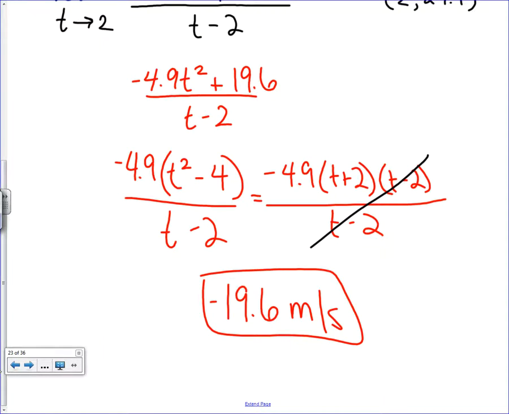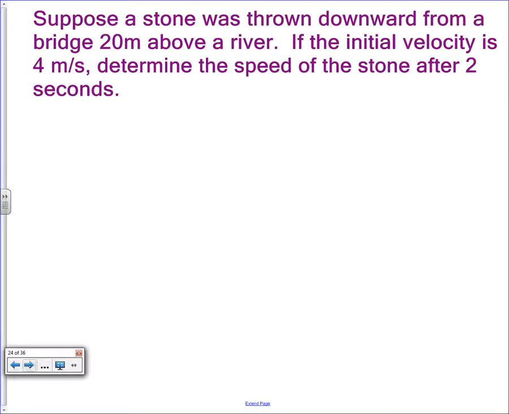Do another one? Okay. Suppose a stone was thrown downward from a bridge 20 meters above a river. If the initial velocity is 4 meters per second, determine the speed of the stone after 2 seconds. And this is kind of not really a great example to think of. Do you guys ever remember seeing the news coverage when those teenage boys in Michigan were dropping things off the bridge and they actually killed somebody? Okay, so that's kind of the situation that's happening here. We're going to calculate how fast that object would actually be going after so many seconds.